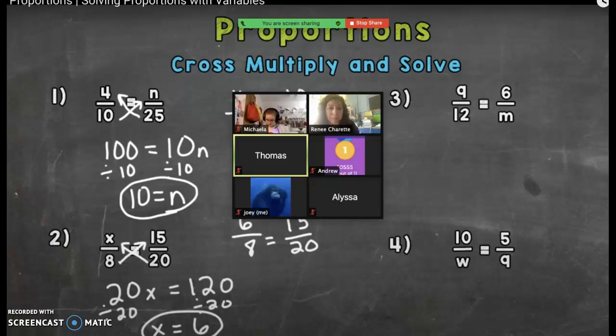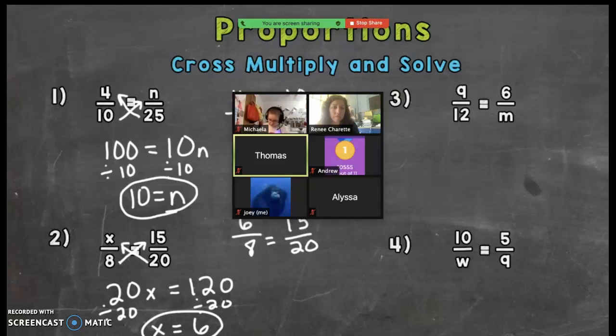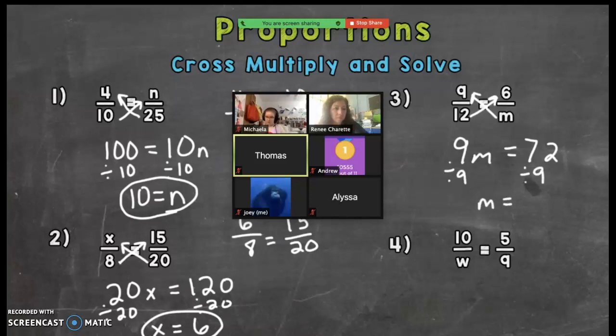So here we go. Now we have 9/12 equals 6 over our variable m. So we need to find m. Let's draw our lines to represent the cross multiplication. 9m, or m times 9, equals 12 times 6, which is 72. So let's isolate our m, divide both sides by 9, and that will bring us to our answer. m equals 8.